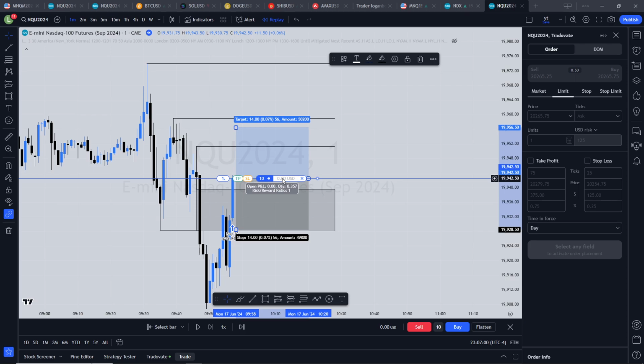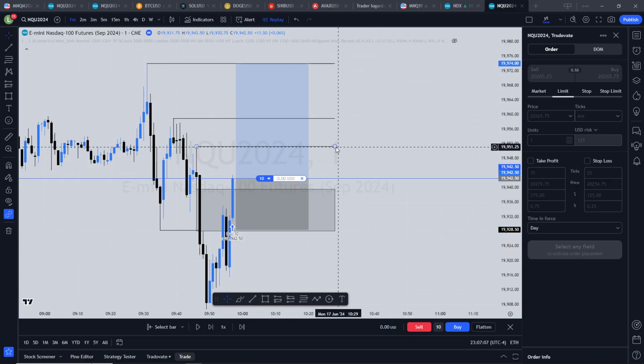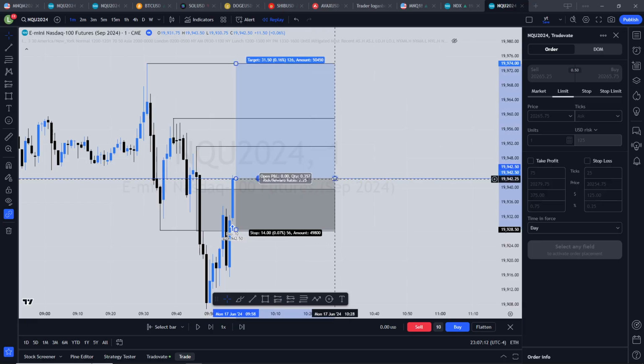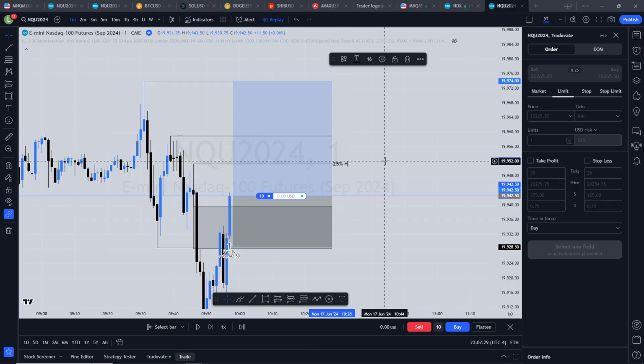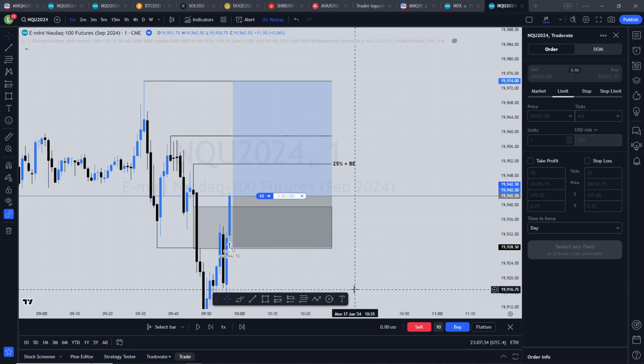Now, how would I manage this position? The way I would manage this position is I'm going to set my full take profit up here. And I'm going to take partial take profit, right? I'll take my first partial. I'm going to take out 25% of my position at this level right here. And then when it hits this level, I'll also move my stop to break even. So at that point, it would be a risk-free trade.